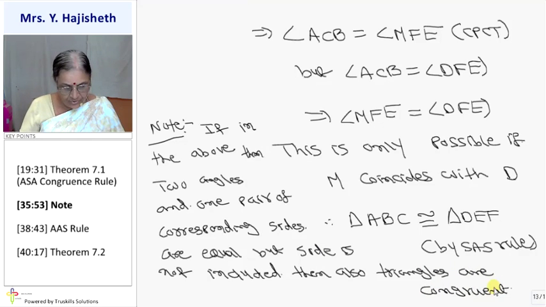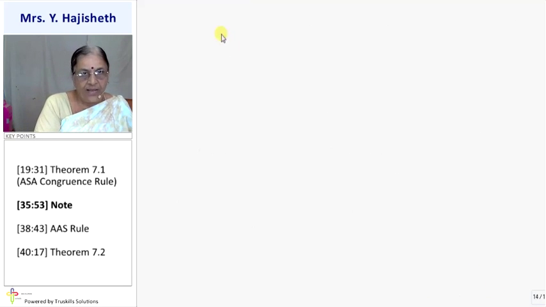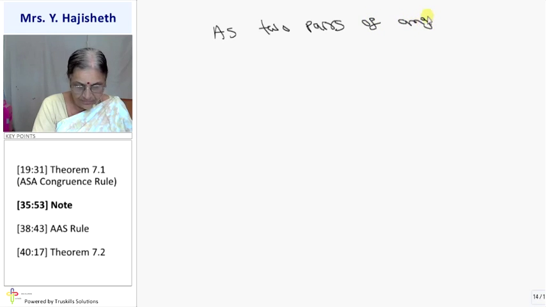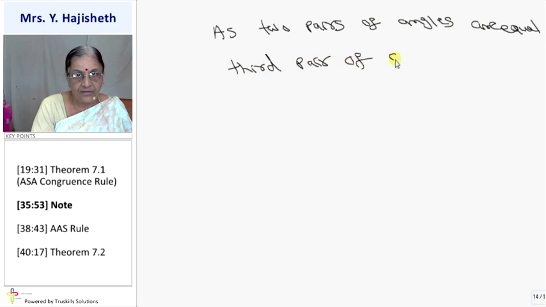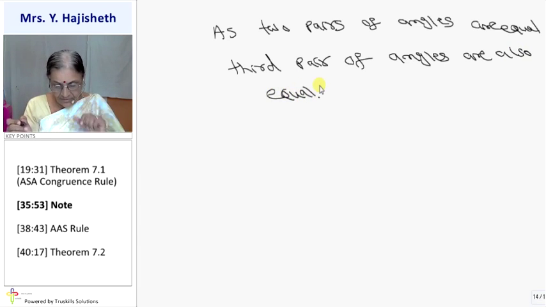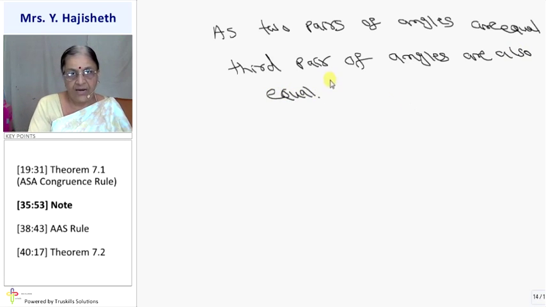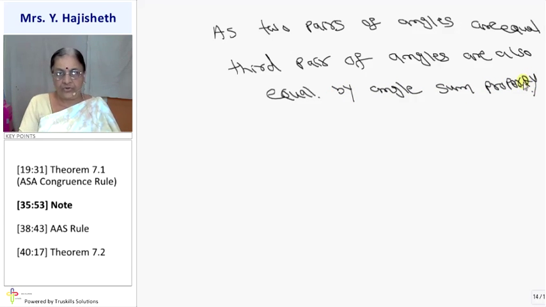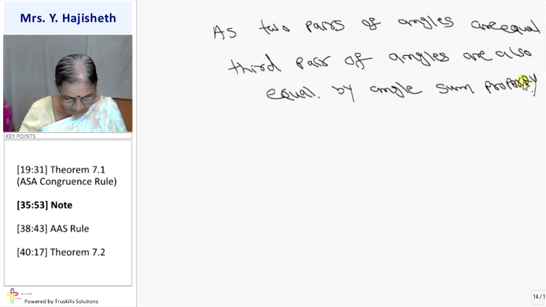Why are the triangles said to be congruent? Because as two pairs of angles are equal, the third pair of angles is also going to be equal. Third pair of angles are always equal by angle sum property. Sum of three angles is 180. So, if two pairs of corresponding angles are equal, then the third pair is automatically always equal.